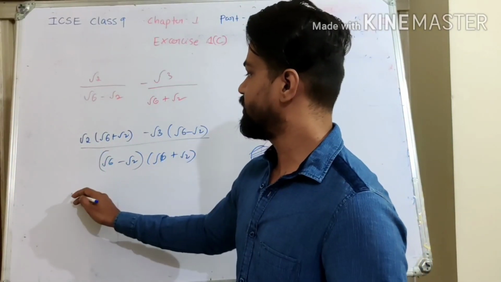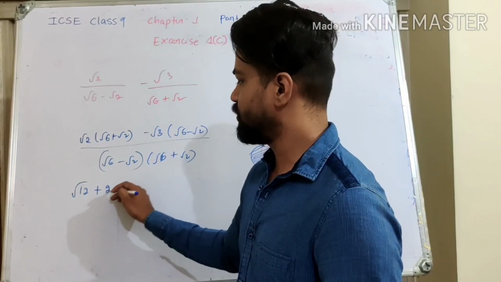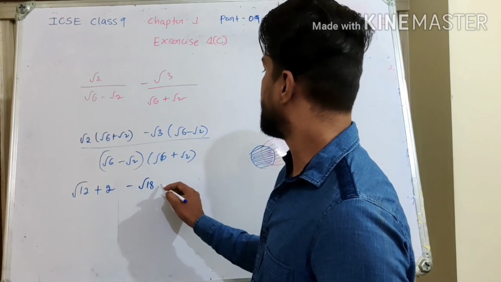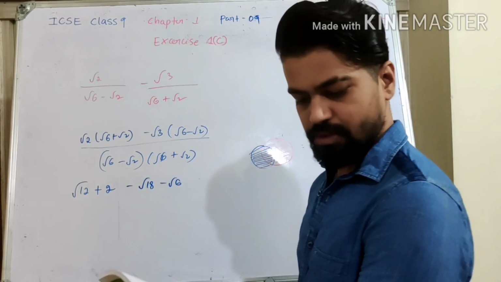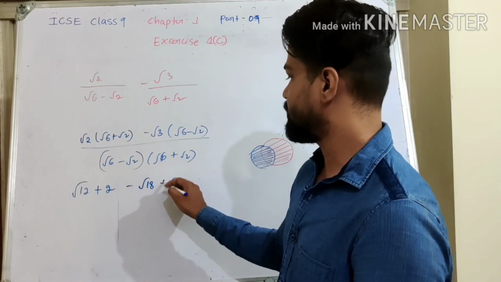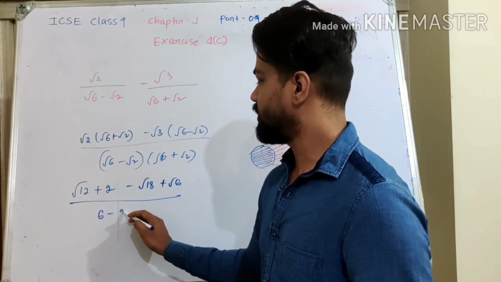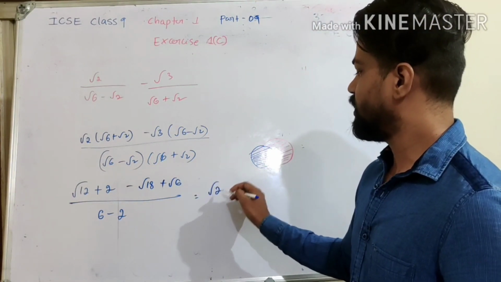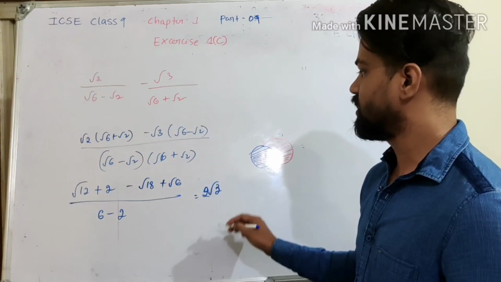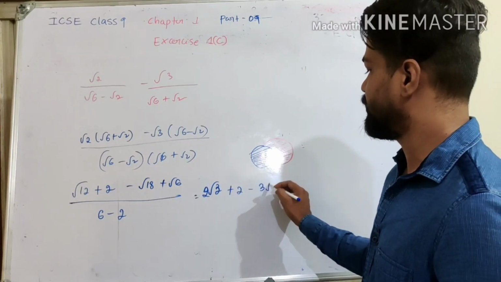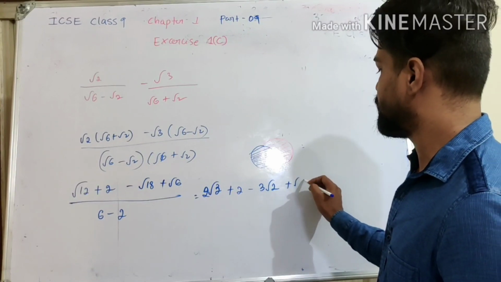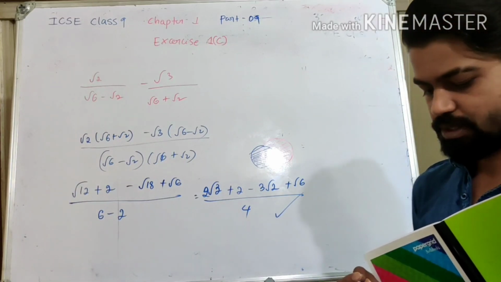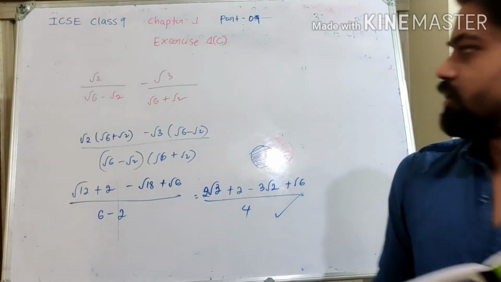Okay, when you multiply we get root 12 plus 2, and then minus root 18 minus root 6. Minus of minus becomes plus, divided by 6 minus 2, because they will square it now. So we end up with root 12, which can be written as 2 root 3, plus 2, minus 3 root 2, since 18 can be written as 3 root 2, plus root 6, divided by 4. Further we cannot simplify, that is the answer. So 5th main is done.